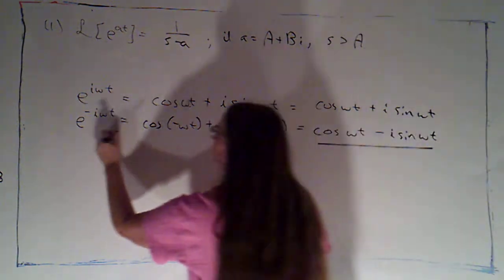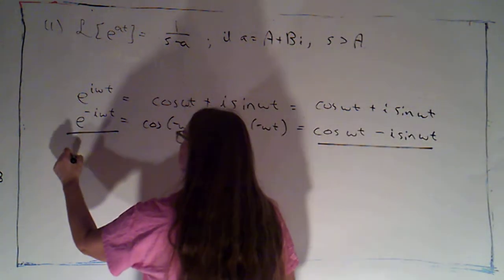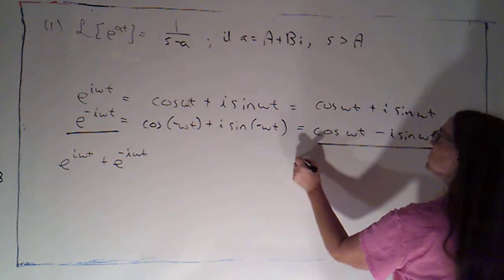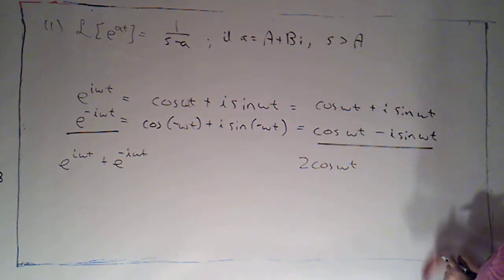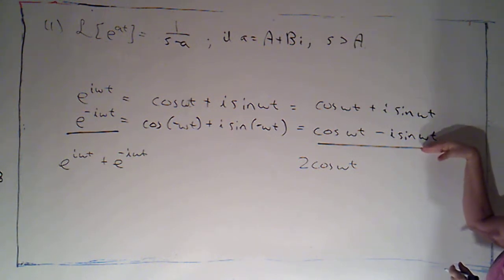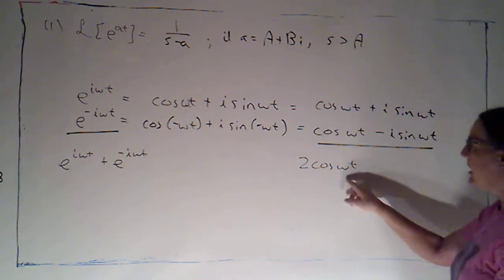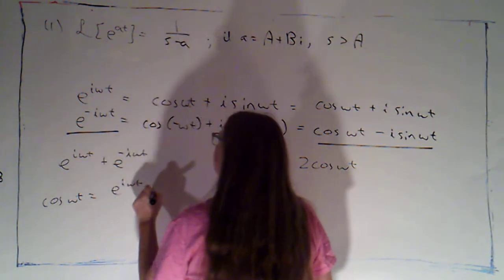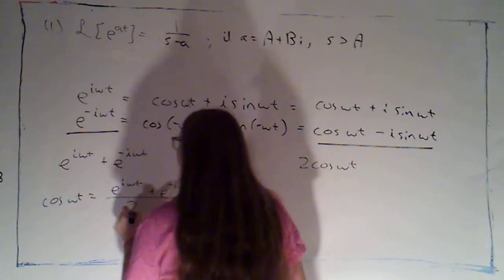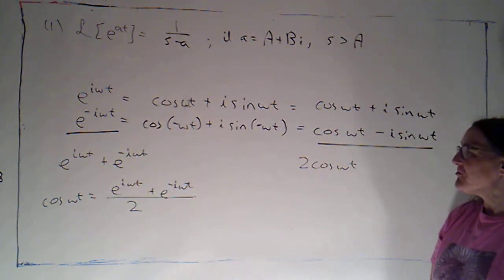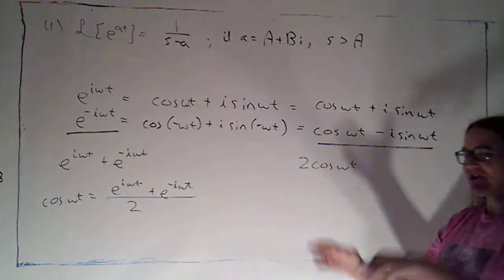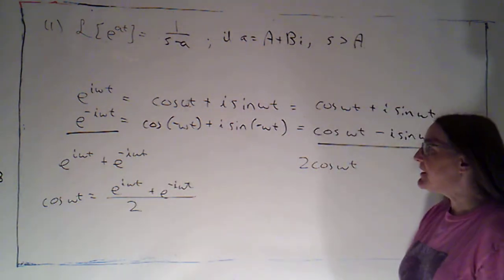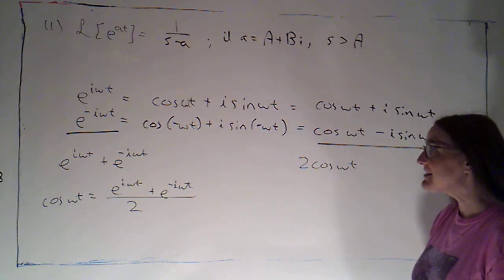And now what I'm going to do is add them. e to the i omega t plus e to the negative i omega t is the same as 2 copies of cosine of omega t. Notice that the imaginary parts here just completely drop out because they're exactly opposites of each other. How exciting! Cosine of omega t is e to the i omega t plus e to the negative i omega t, all divided by 2. So, rather than writing a complex exponential in terms of sines and cosines, I can express cosine in terms of this complex exponential.